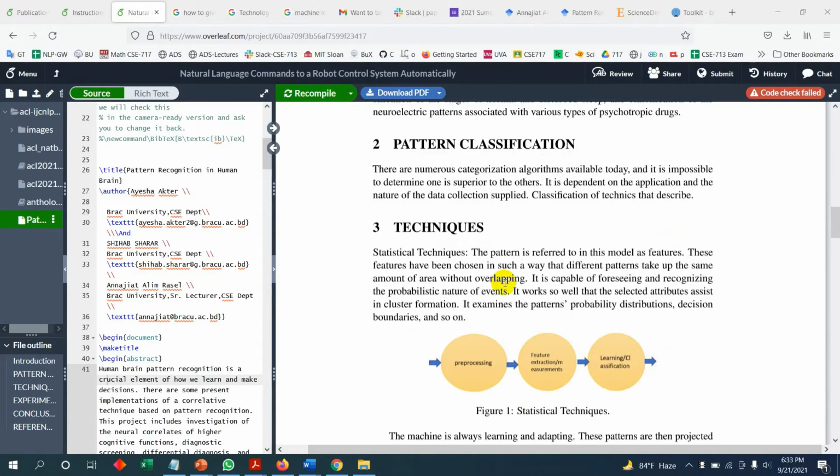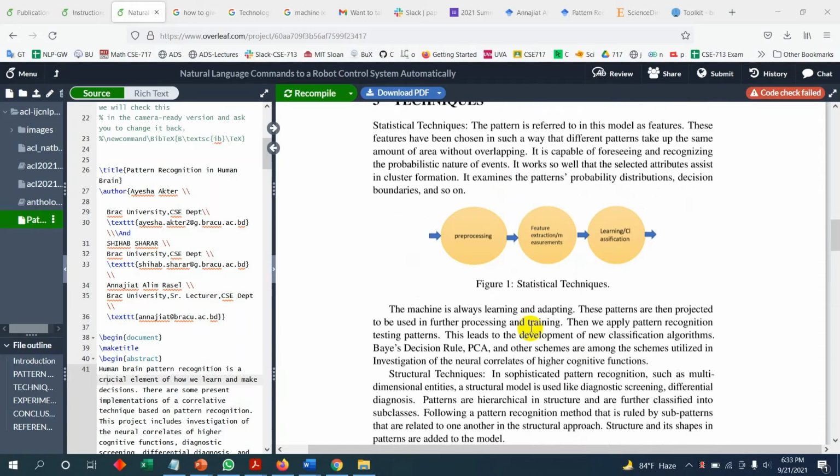What's that? Pattern classification. There are numerous categorization algorithms available today, and it is impossible to determine one is superior to others. It is dependent on the application and the nature of the data collection supplied. Classification of the techniques is described here. So there are sufficient techniques. I have used in this paper 6 techniques.